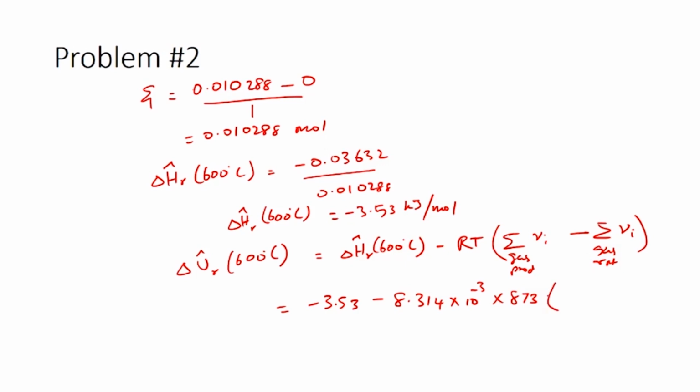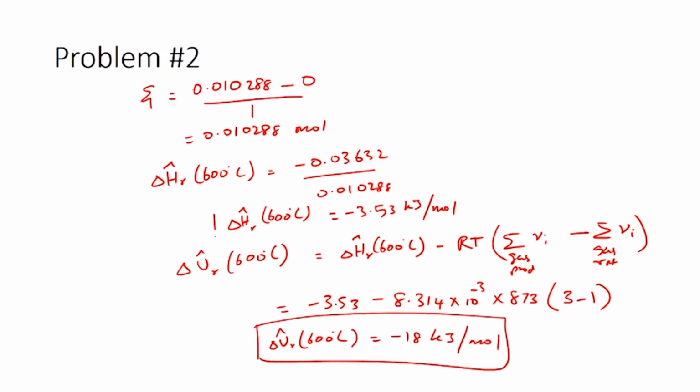times the gaseous products are actually 3 moles. So, 1 plus 1 plus 1 minus 1 which is the reactant. So, this would give delta U r cap at 600 degrees Celsius as minus 18 kilojoules per mole. So, you have calculated delta H r cap and delta U r cap for 600 degree Celsius condition.